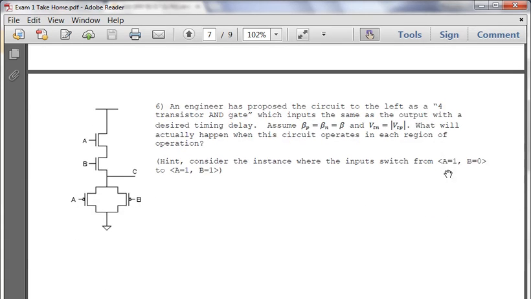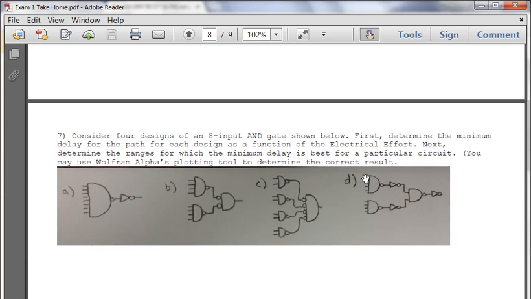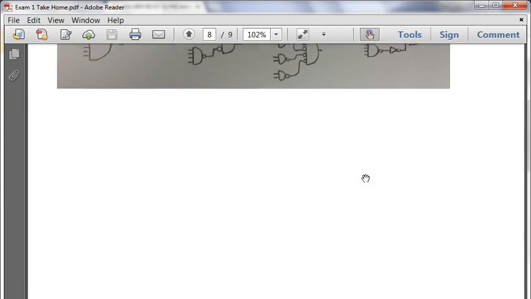An engineer has proposed a circuit as a 4-transistor AND gate with NMOS in the pull up and PMOS in the pull down. I've given you a hint as to where to start the problem. Again, our delays using the tool.